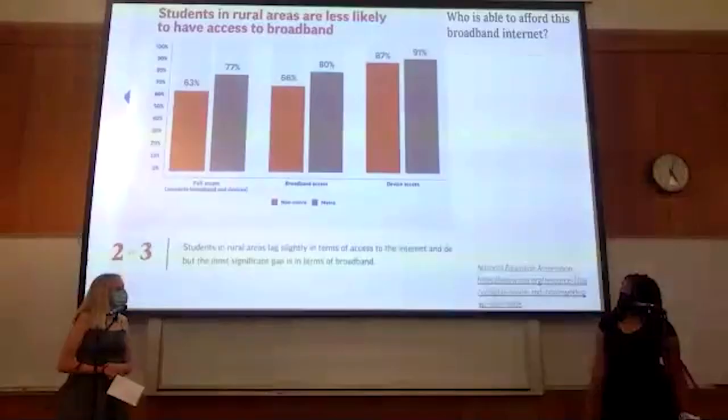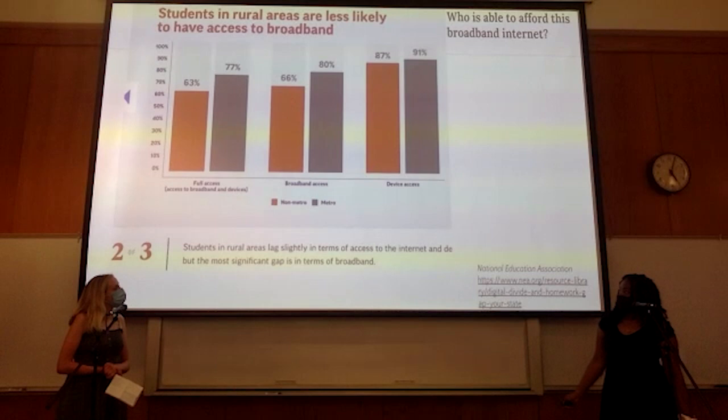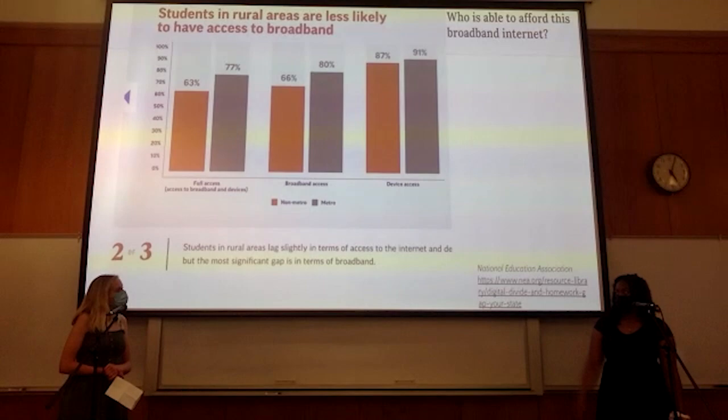This chart, specifically the middle chart right here, takes into account the broadband access in non-metro and metro areas. The percentages are lower than the chart before because 66% of people in non-metro areas are able to afford internet, while 80% in metro areas are.